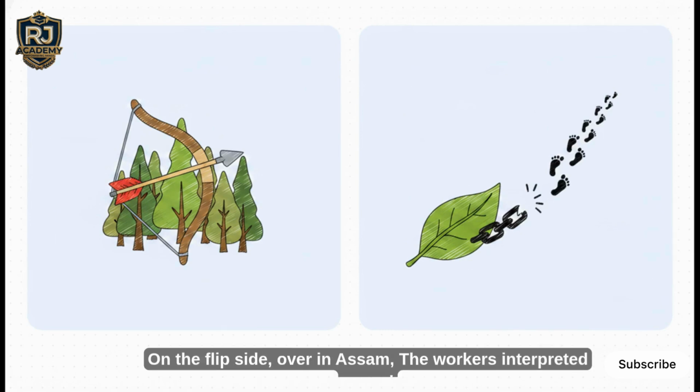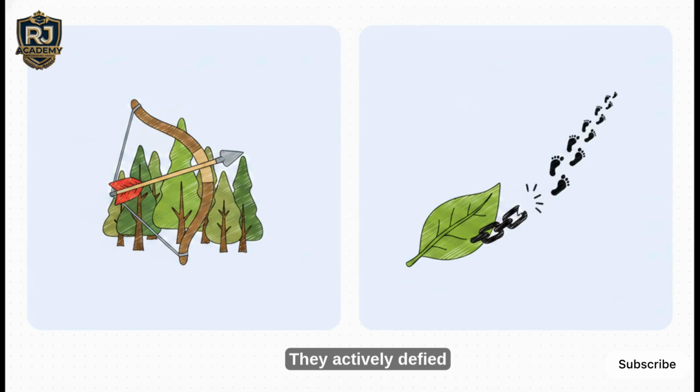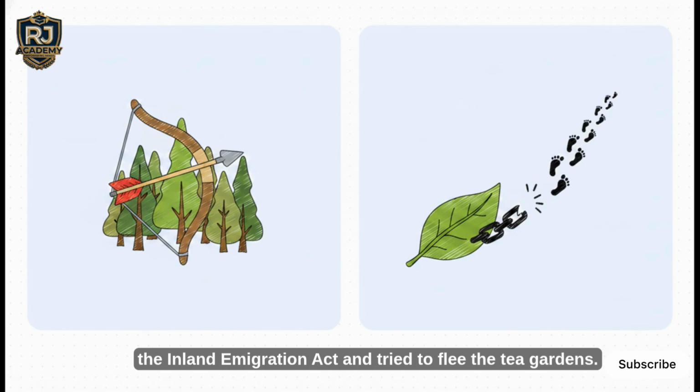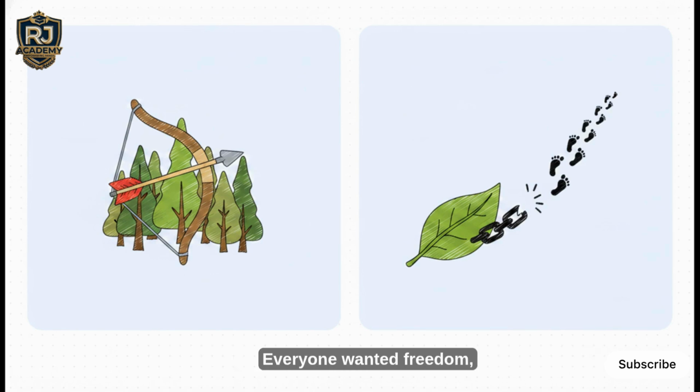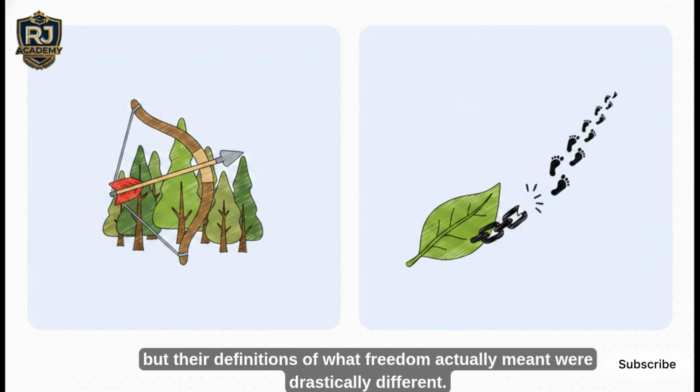On the flip side, over in Assam, plantation workers interpreted Swaraj simply as the right to freely return to their home villages. They actively defied the Inland Emigration Act and tried to flee the tea gardens. Everyone wanted freedom, but their definitions of what freedom actually meant were drastically different.